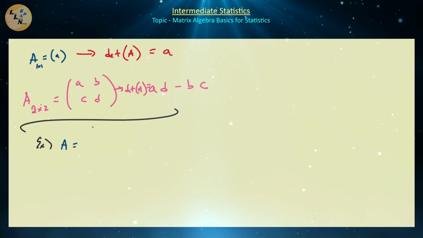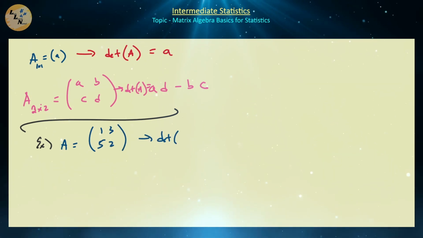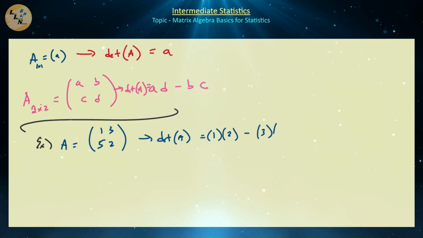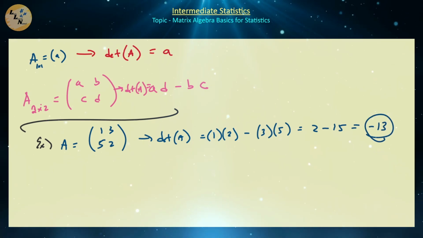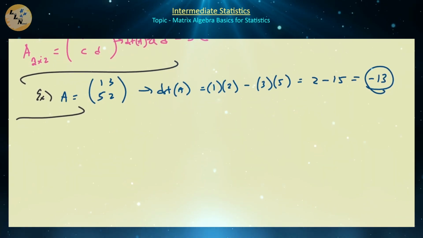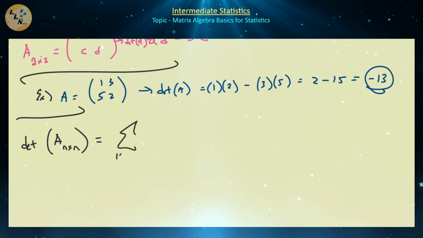Let's assume that we have the matrix 1, 3, 5, and 2, and we want to find the determinant of this matrix A. That's just going to be equal to 1 times 2 minus 3 times 5. So that's going to be 2 minus 15, or minus 13. So that's how you do the determinant of 2 by 2s. Well, if you can do the determinant of a 1 by 1 and a 2 by 2, can you do higher? Indeed you can.